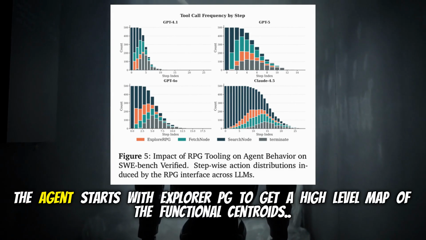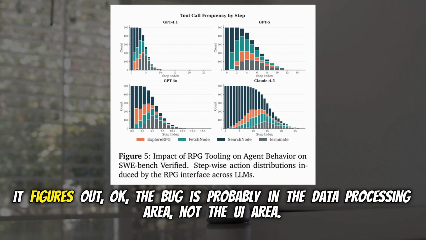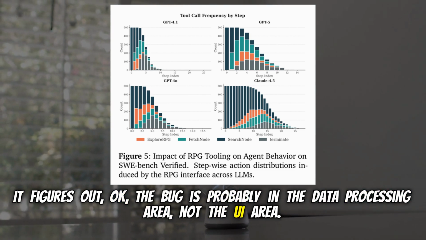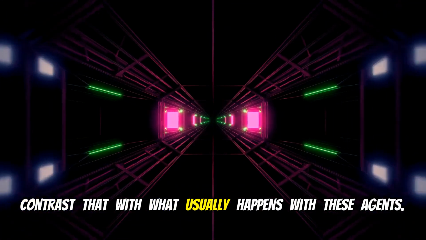It is. The agent starts with Explore RPG to get a high-level map of the functional centroids. It figures out, okay, the bug is probably in the data processing area, not the UI area, and only then does it zoom in. Contrast that with what usually happens with these agents.